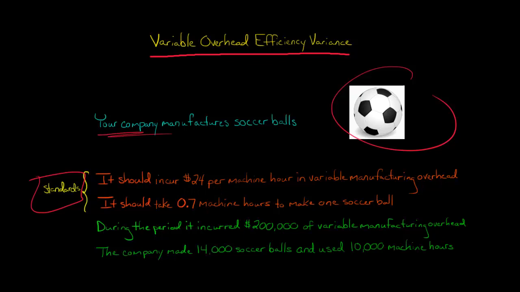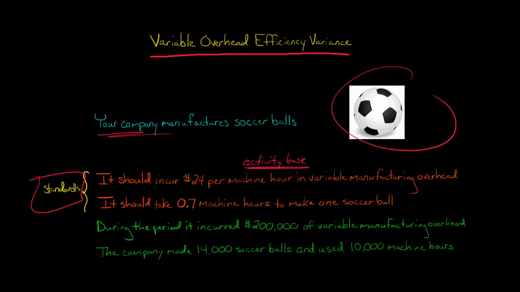And we'll just say that machine hours is the activity base that your company has chosen. It could also use direct labor hours or a different activity base, but let's just say that's the activity base for this example. Another standard is your company says it should take 0.7 machine hours to make one soccer ball. So every time you make a soccer ball, it should take 0.7 machine hours to do so. During the period, in terms of what actually happened, your company incurred $200,000 of variable manufacturing overhead, you produced 14,000 soccer balls, and it took 10,000 machine hours to do that.